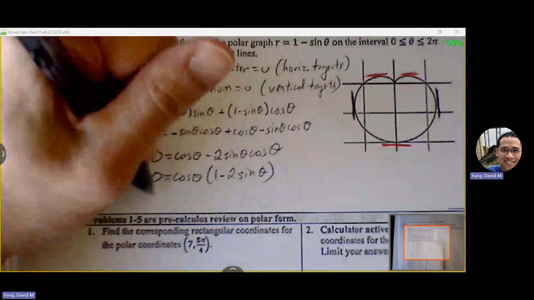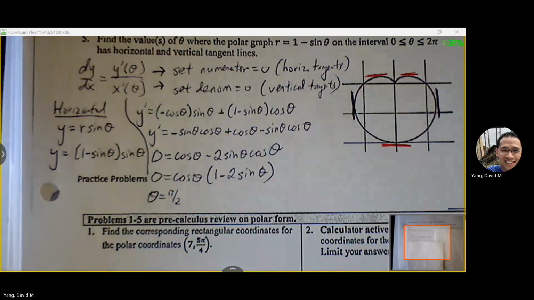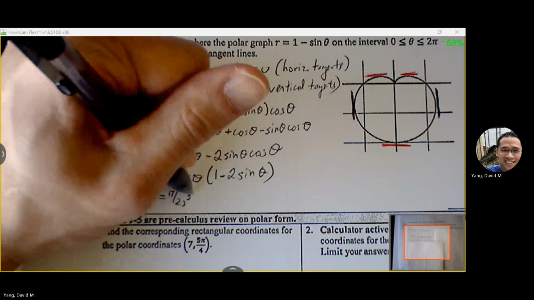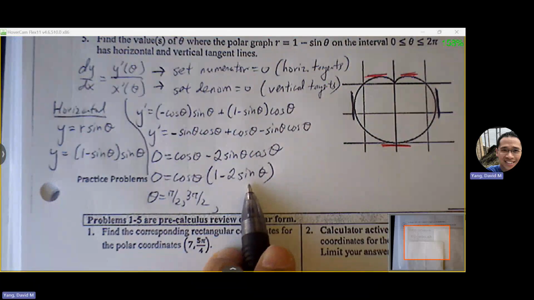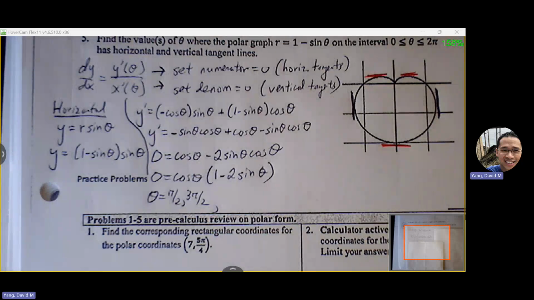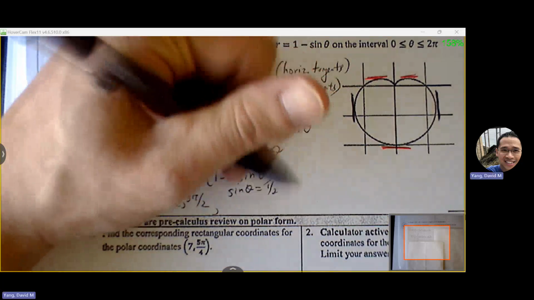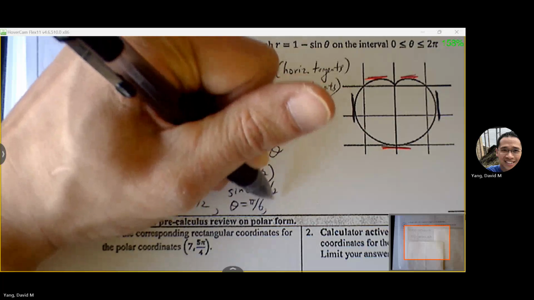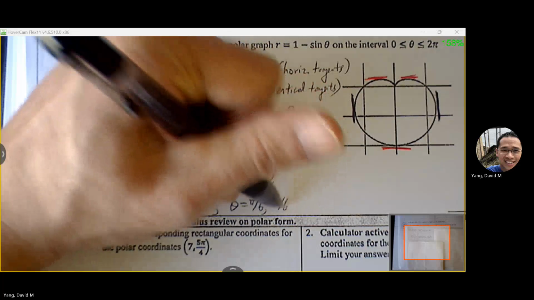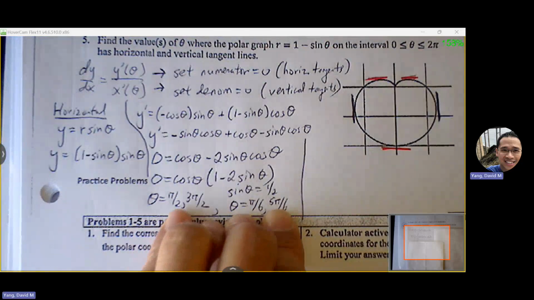If I set cosine of theta equal to 0, I'll get theta is equal to pi over 2 and 3 pi over 2. If I set 1 minus 2 sine theta equal to 0, I'll get 1 equals 2 sine theta, so sine theta equals 1/2. And where is sine equal to 1/2? First and second quadrant, right, in that pi over 6 family. So we have 4 potential locations where we have a horizontal tangent.